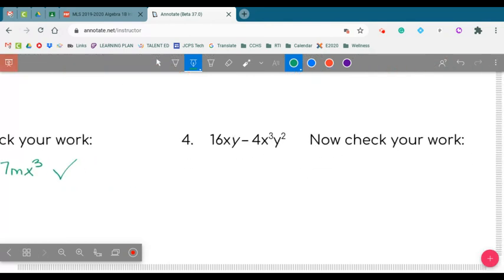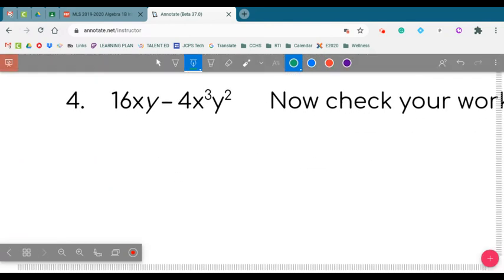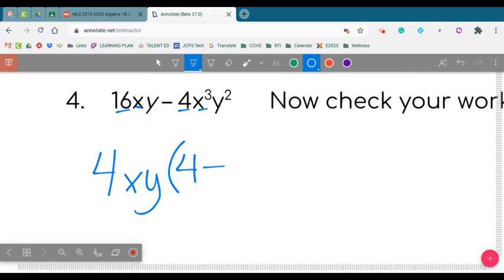Okay, next problem. On this one, I'm going to see coefficients. I have a 16 and a 4. I can pull out a 4 from both of those. I have 1 x and 3 x's, so I can just pull out 1 x, and then I have y and y squared, so I can just pull out a y. 16 divided by 4 is going to give me 4. I had an x, pulled one out. Had a y, pulled one out, so I don't have anything left on that one.